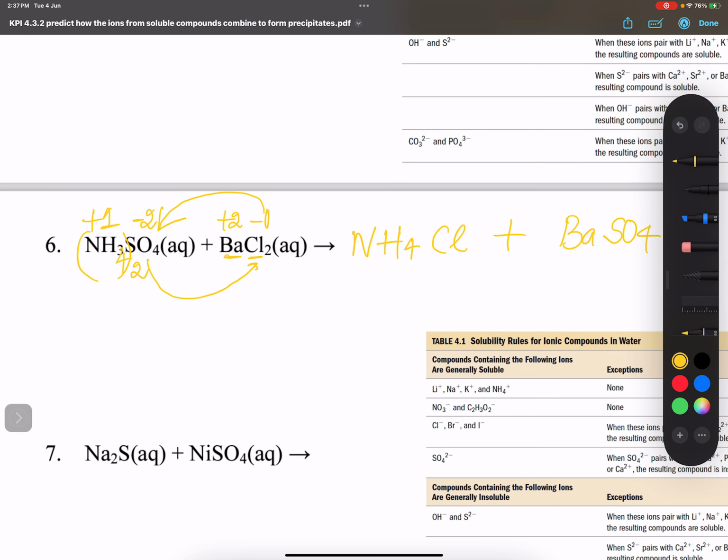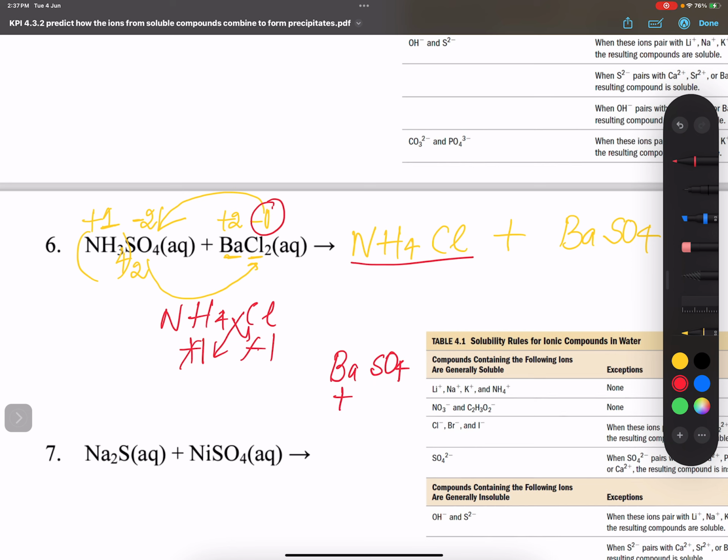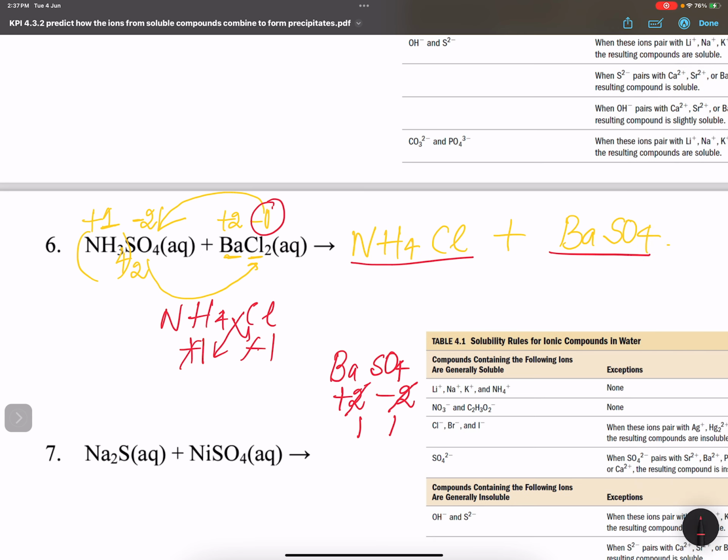Now you have to write the correct formulas. NH4Cl. NH4 is +1 and Cl is -1. Both are 1 and 1, so NH4Cl is my correct formula. Barium sulfate. Barium has a charge of +2, sulfate has a charge of -2. You can simplify them, 1:1. So the formula is BaSO4.